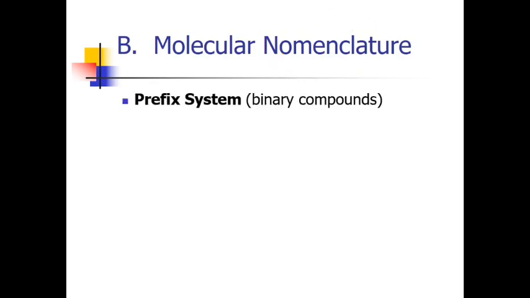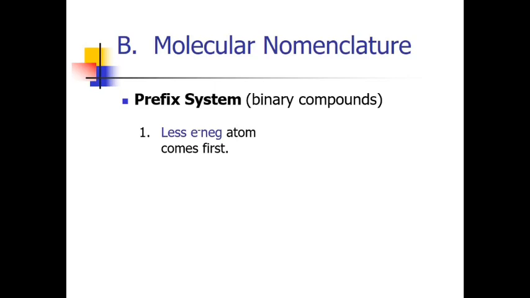So with molecular nomenclature, we are going to use a prefix system. Besides the acids, we're going to try to concentrate on binary compounds. The prefix bi means two. So these are going to be compounds that have two elements in them. And your less electronegative atom comes first. If you recall our molecular compounds, they are going to typically contain two nonmetals.